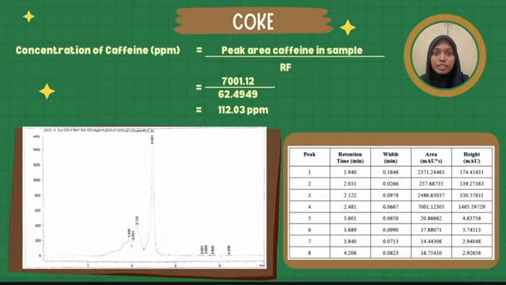Next, we will look at the calculation of caffeine concentration in the Coke sample. The formula used is the same as before. Concentration of caffeine in ppm equals peak area of caffeine in sample divided by RF. In this case, the peak area of caffeine in the Coke sample is 7001.12. The RF used is 62.4949. The calculated caffeine concentration is 112.03 ppm. This value was obtained through analysis using chromatography.